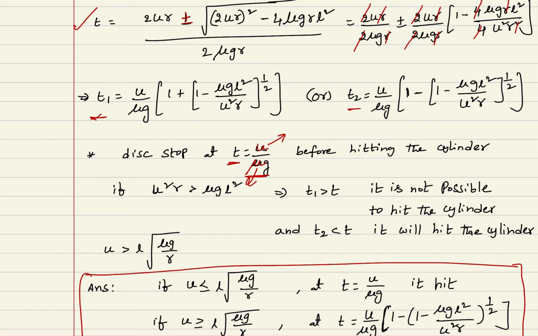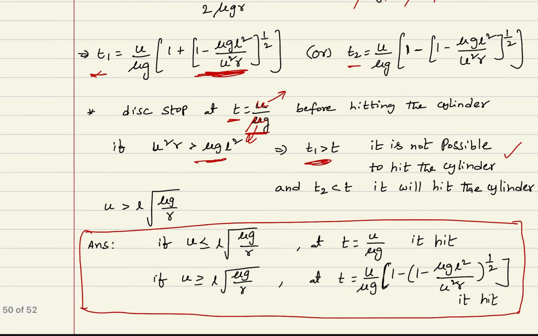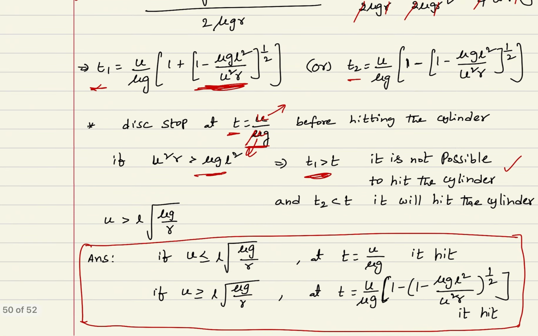You can see in the first case, whatever discriminant is there, I am writing it like a middle term. This term u square r should be greater than or equal to mu g L square. In this case, we can say that t1 is more than t, so it is stopping before hitting the cylinder.